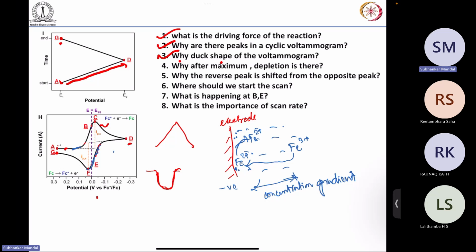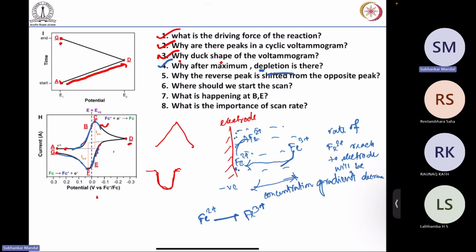Okay, after that, as Fe3+ is going to Fe2+, there will be a concentration gradient. That means initially whatever rate Fe3+ is coming, with time it will decrease. So the rate of Fe3+ reaching the electrode will decrease. For this, the current value is decreasing and it will come to the end point. And when Fe2+ is going to Fe3+, you will see this kind of thing. Okay, so after the maximum, why is depletion happening? Because initially only Fe3+ is there, and after that when Fe2+ is formed, there is a diffusion or concentration gradient. So the rate of reaching the electrode surface decreases with time. For this there is a depletion.